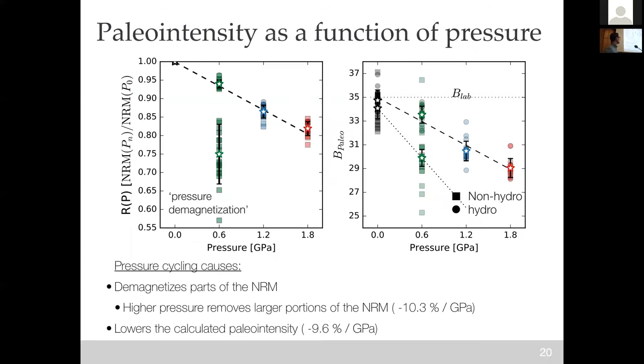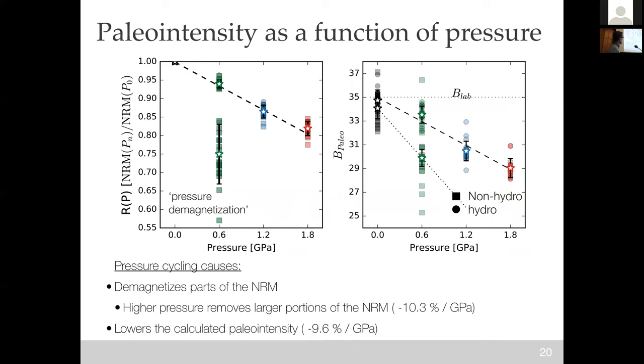So we can put this all into one graph. Here we have the pressure demagnetization. As we look at it in terms of pressure, we can see that the higher the pressure, the more we demagnetize the sample, which is what we would expect. We lose about 10% per GPa, so this is not a very strong effect in these samples. The non-hydrostatic ones, while they're much more scattered, also lose much more of the actual NRM moment. So we lose about 20%.